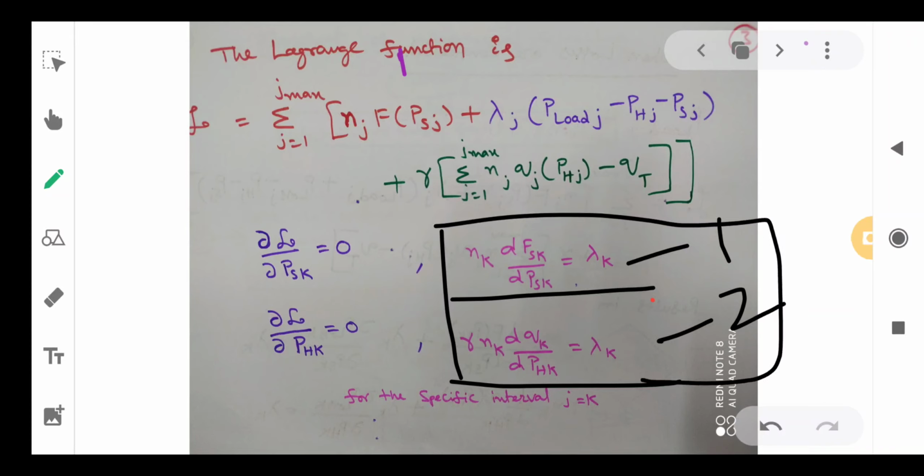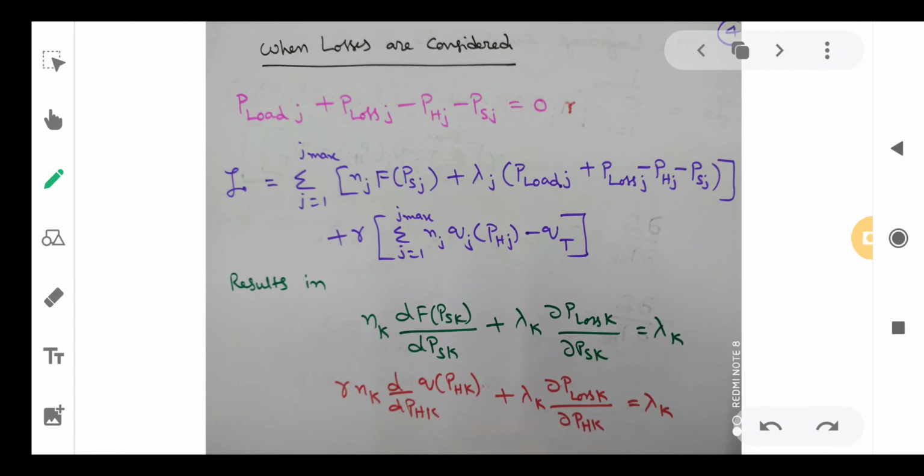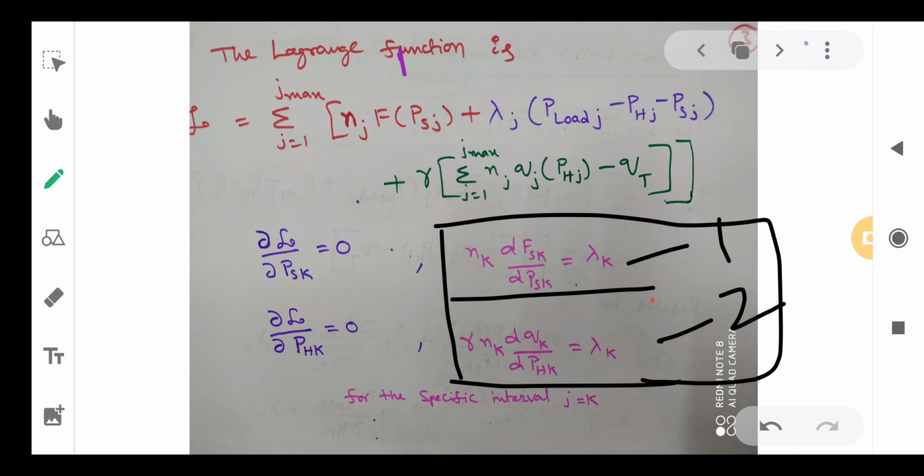1 and 2 are the required coordination equations for the short term hydrothermal scheduling problem. This is the solution. If Nk equal to 1, you can have dFsk by dPsk equal to lambda k. Similarly here, gamma into dQk by dPhk equal to lambda k. That is the hydrothermal scheduling when line losses are neglected.